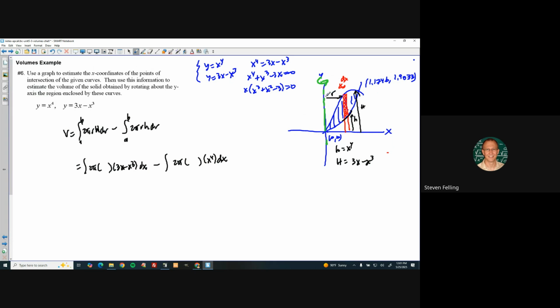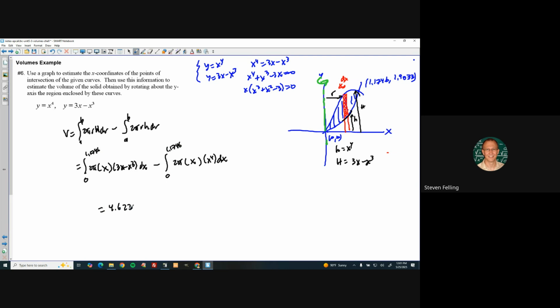And then in this case, this r is simply the x that we're on for that particular rectangle. So that is just x, we rotate around an axis. And then we have to integrate this across x's. So this is going to be from 0 to 1.1746. 1.1746.